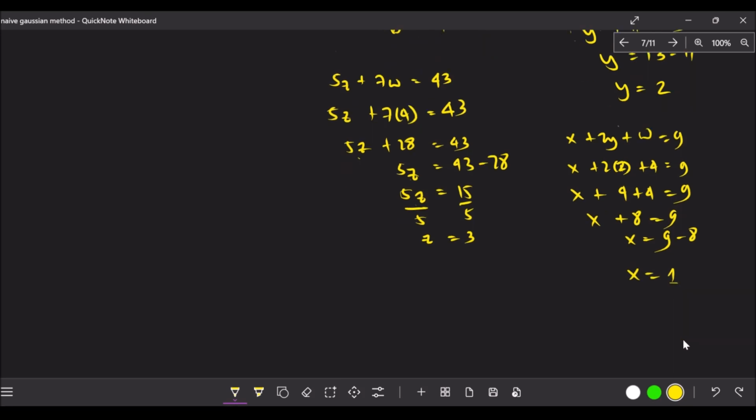Okay. So the values now of our variables are: x is equal to 1, y is 2, z is 3, and w is 4. So this is now our answer.